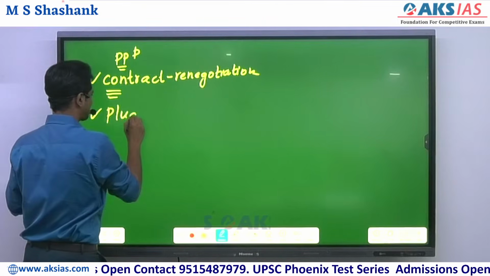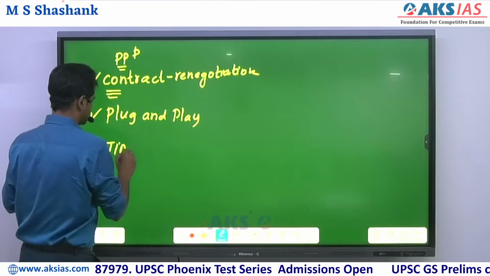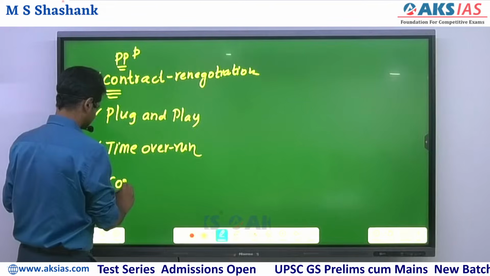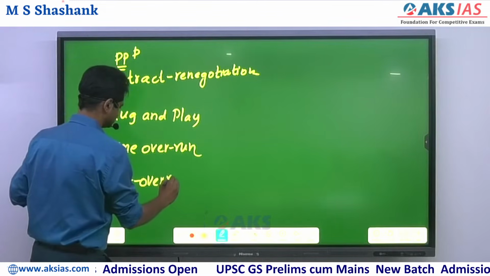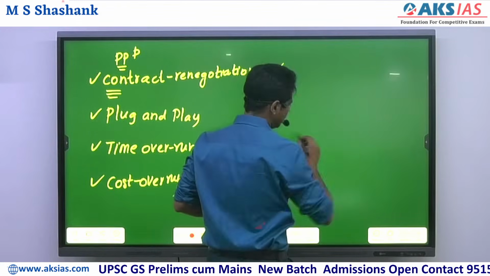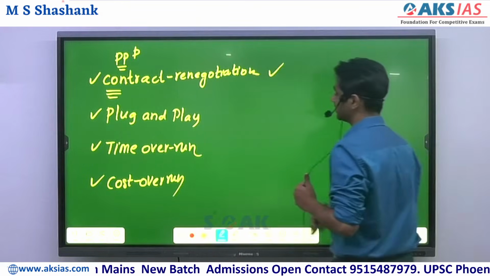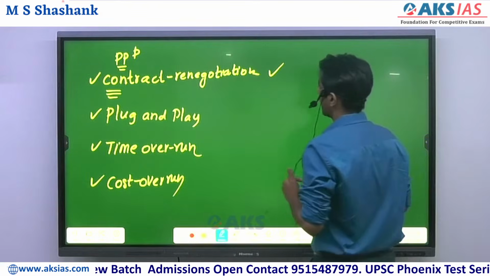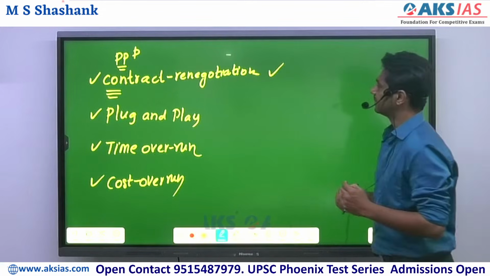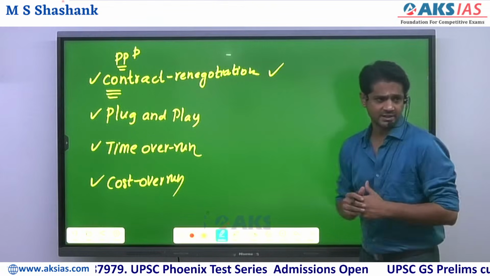In the context of PPP, plug and play. In the context of PPP, what is time overrun? What is cost overrun? Things like BOT, HAM, EPC, I am not touching, because they are concepts, they are not keywords or jargon as such. Besides contract renegotiation, any other terms you can think of in terms of public-private partnership? Yeah, these are some popular terms, right?